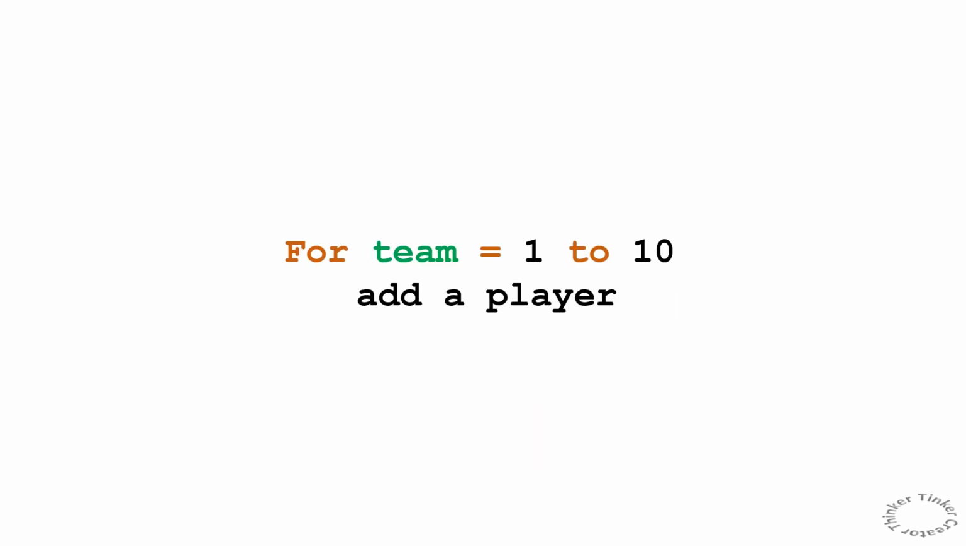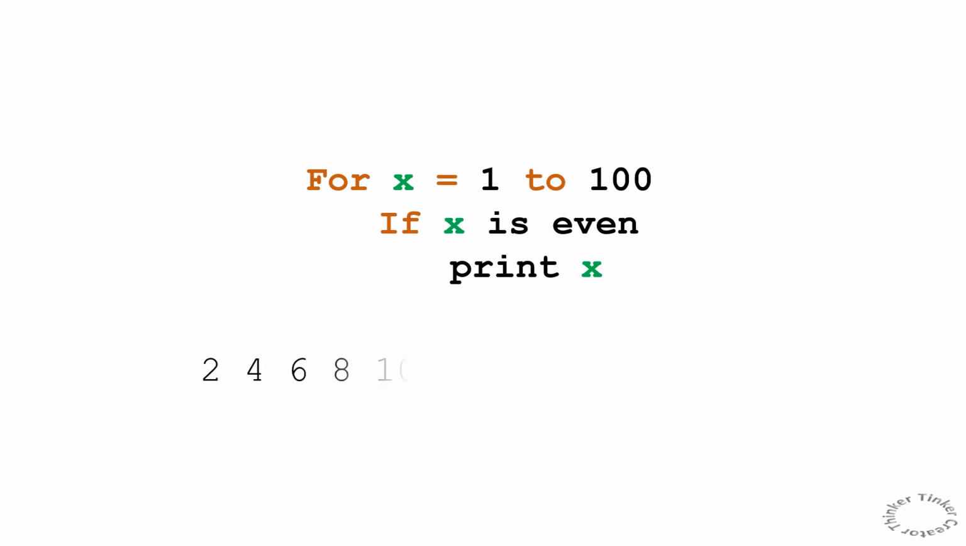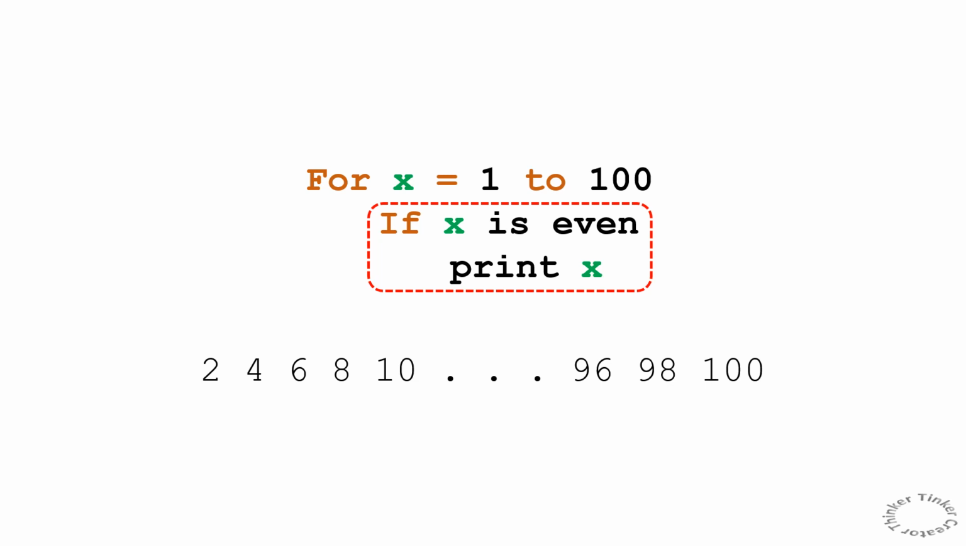This for loop adds 10 players to the team. To add 20 players, change the finish value to 20. This for loop prints numbers from 1 to 100. And this for loop prints the even numbers between 1 and 100. It uses the if conditional statement within the loop to print even numbers only.